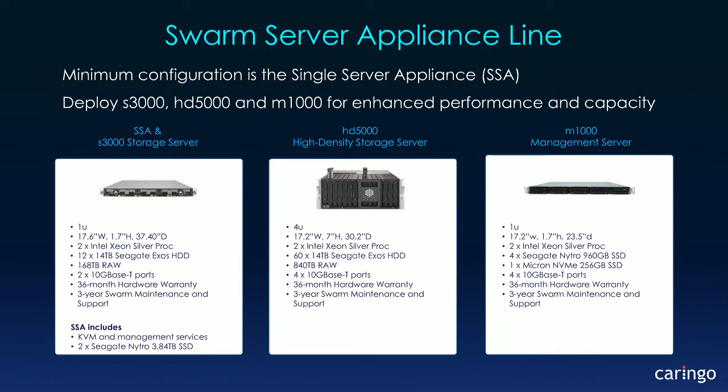The second one, what we call the HD 5000, is the high density storage server. That's going to have a lot of disks in a physical chassis, and its primary role is for dense object storage. And then finally, we have the M1000 management server, and it has all the platform management server pieces, plus the other satellite components such as Elasticsearch and Gateway and others that we'll talk about here in a little bit that are used to support the turnkey solution.